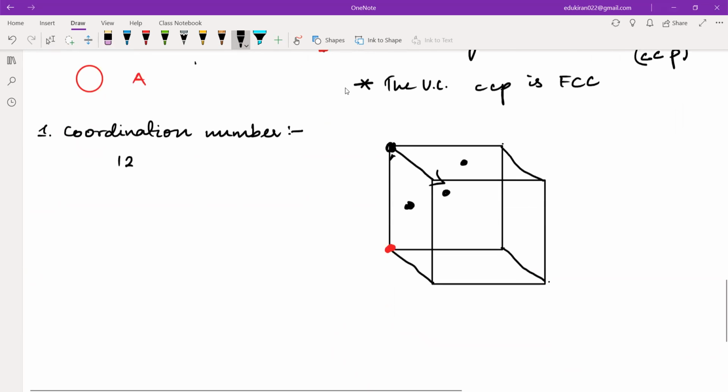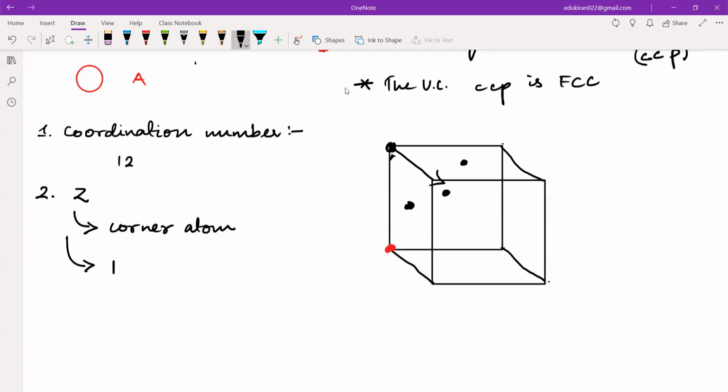The second one is after coordination number, the Z. Okay. So in the Z, what can you say? In the Z, you can say that there are corner atoms and there is face center atom. So corner atoms are how many? There are 8 corner atoms, and there are how many face center atoms?